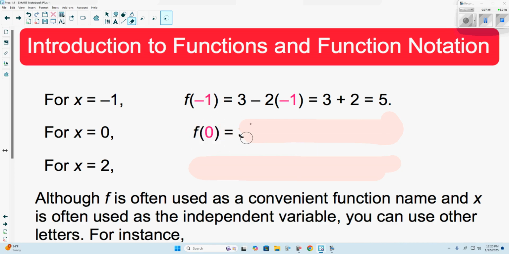We can do the same thing with f of 0. So that'd be 3 minus 2 times 0. We're just replacing x with 0. 3 minus 0, which is 3.